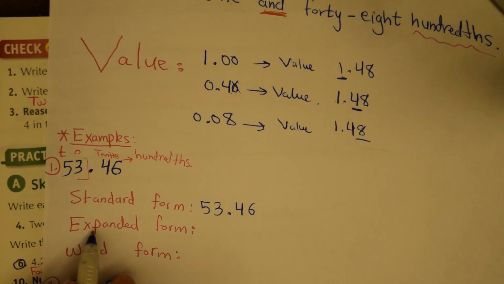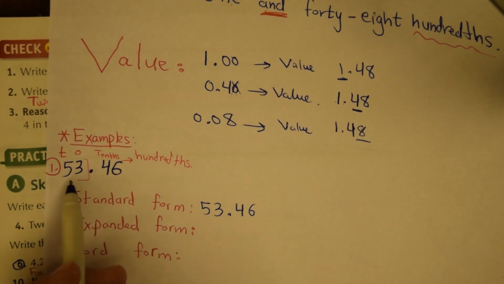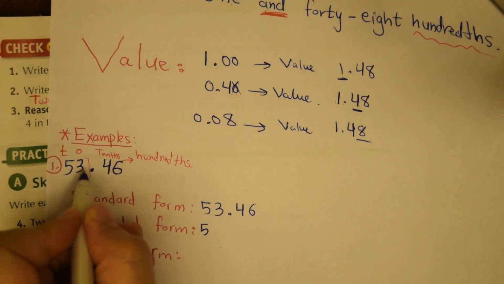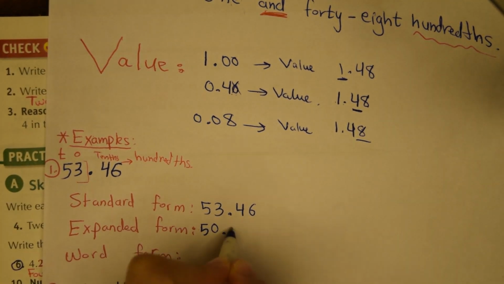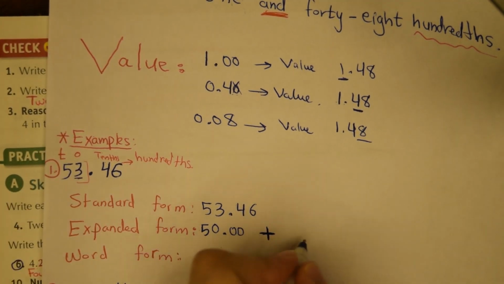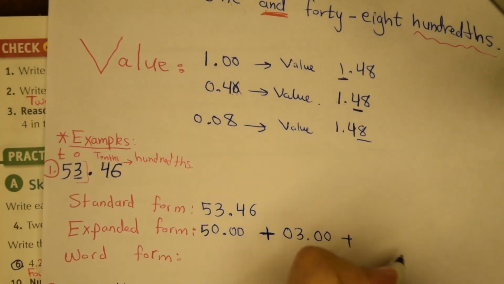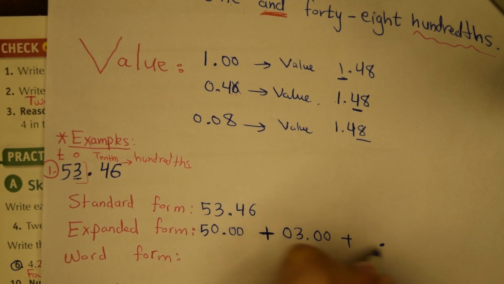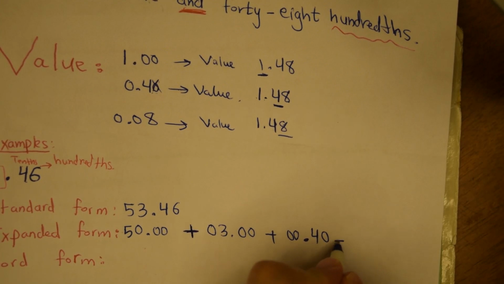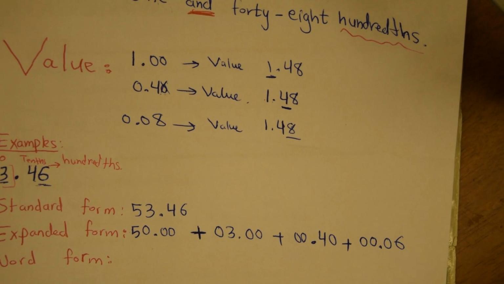How will I write the expanded form? I will expand the number. I will add the values of all the numbers here. First I will take the 5 and put all the other numbers as 0. So it will be 50.00 plus. Now for the 3 it will be 03.00 plus. Now for the 4 I'll put the decimal point. I will have 0.4 plus. Now for the 6 you will put 0.06. So this is the expanded form.